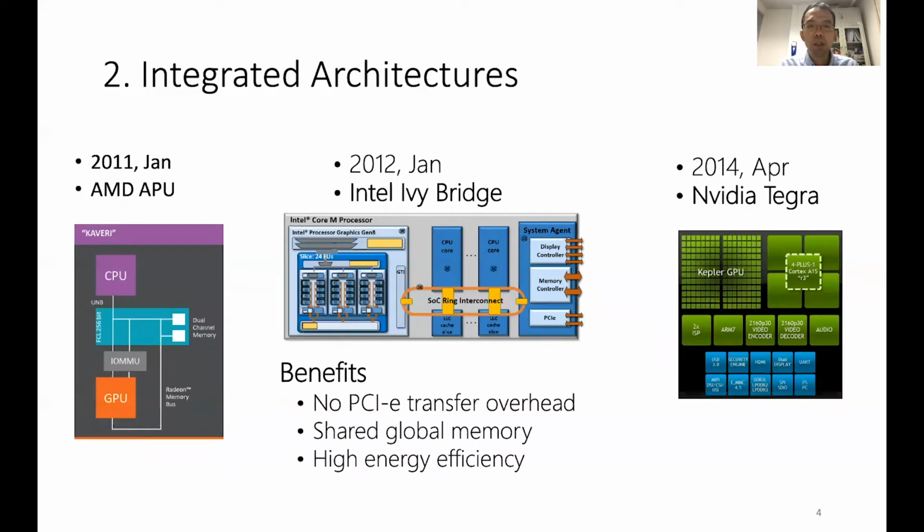Compared to the discrete CPU-GPU architecture, both CPUs and GPUs are integrated on the same chip. The most attractive feature of such integration is the shared main memory, which is available to both devices. The integrated architectures have no PCI-e transfer overhead and have shared global memory and high energy efficiency.